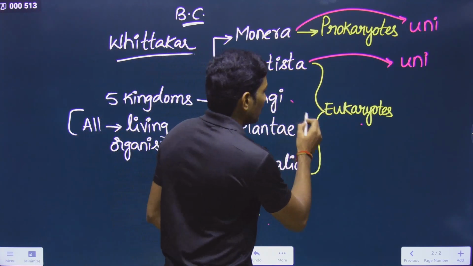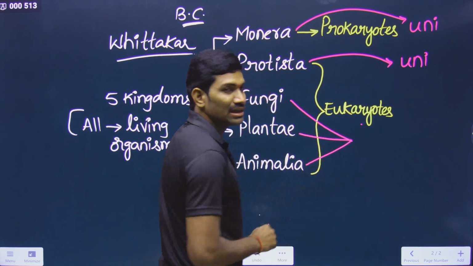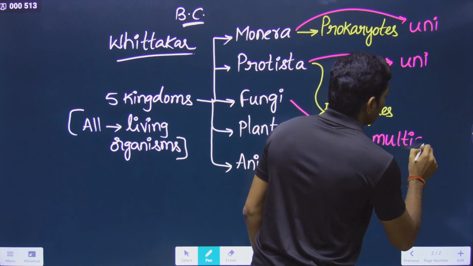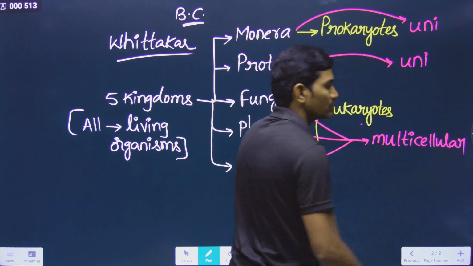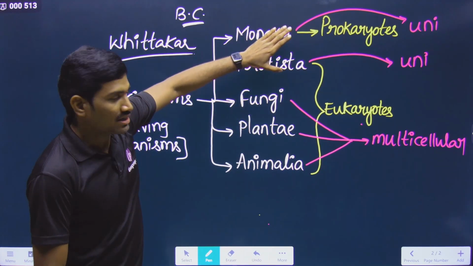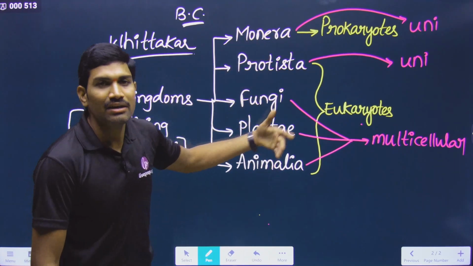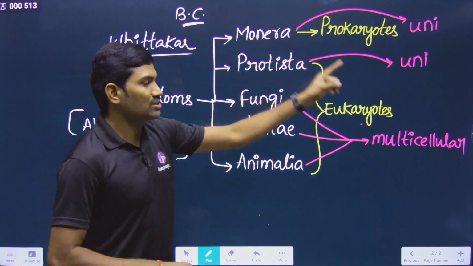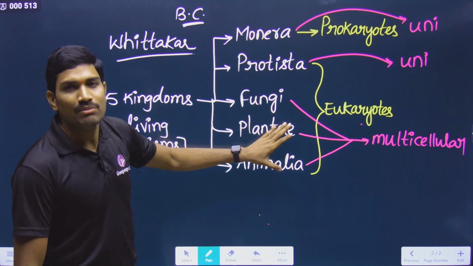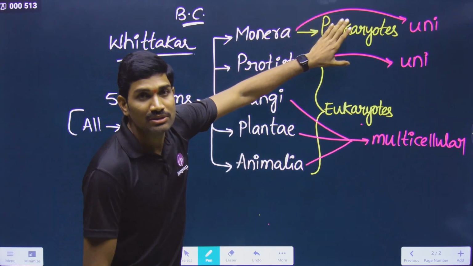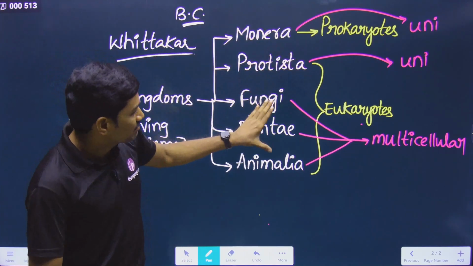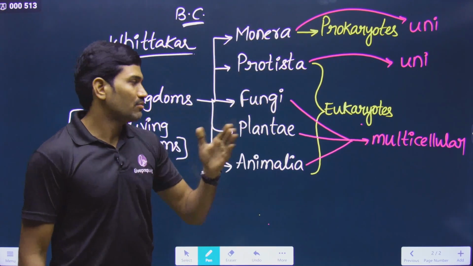Then what about Fungi, Plantae and Animalia? These are multicellular. Observe this very carefully. Monera and Protista are unicellular organisms, whereas Fungi, Plantae and Animalia are multicellular organisms. In this way, organisms can be classified into unicellular and multicellular. So unicellular organisms are present in how many kingdoms? 2 kingdoms. What are those 2 kingdoms? Monera and Protista. Whereas multicellular organisms are present in 3 kingdoms. What are those 3 kingdoms?